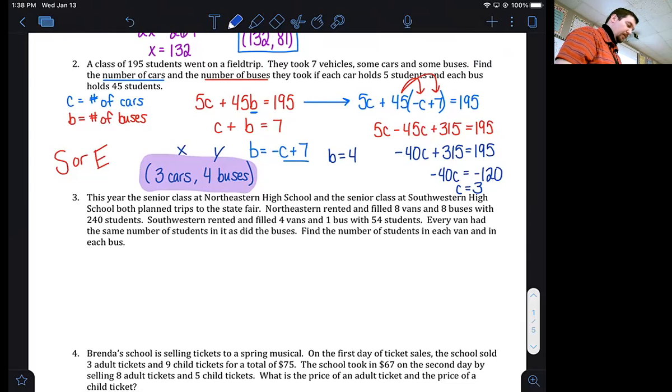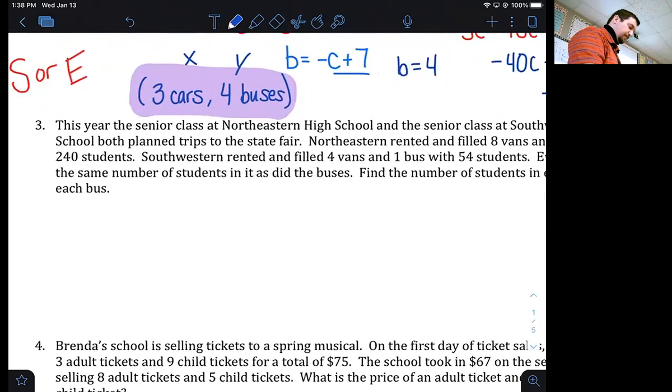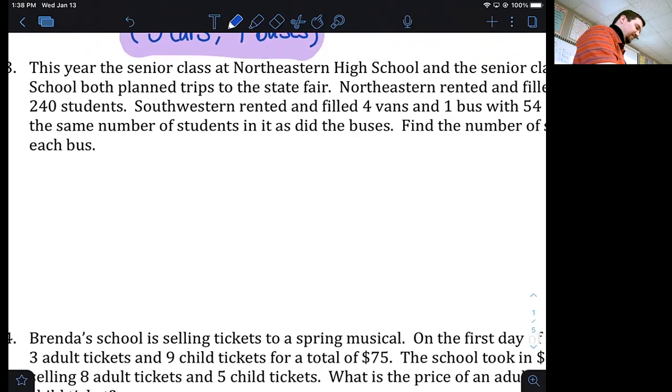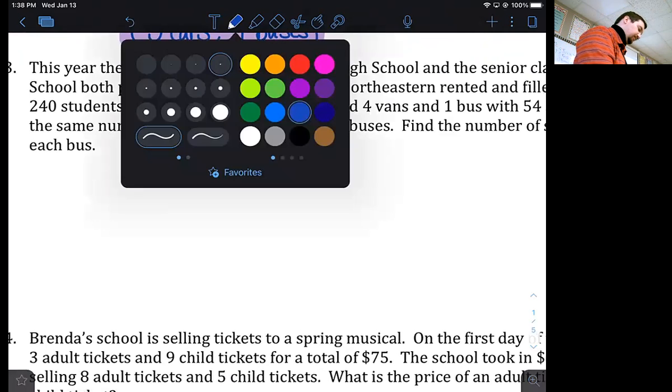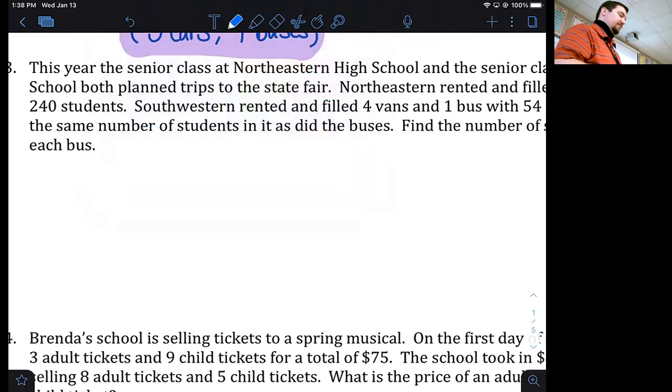I feel like the names should be flipped. I feel like it should be Northwestern and South. You can argue. Eastern, Northwest.